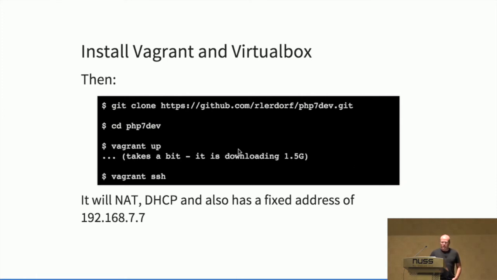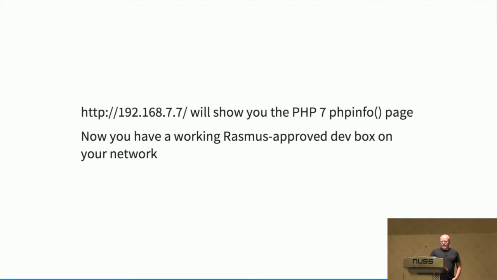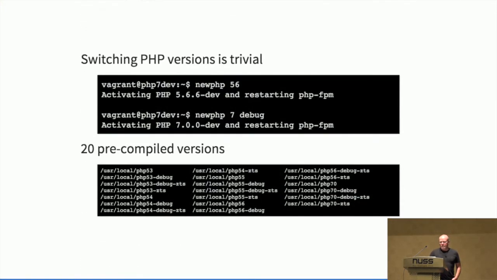When you come back, you can vagrant ssh and you'll be in my development environment, which has every version of PHP ever basically pre-compiled for you. And it's really easy to switch between versions of PHP. If you go directly to 192.168.77, it'll give you a PHP info page. You can configure your own IPs, of course. There are 20 versions of PHP pre-compiled. You can switch between them by typing newphp. So you say newphp 5.6 to go to 5.6, and newphp 7 to go to 7. And there's debug, thread-safe, and non-thread-safe versions of all the different ones.